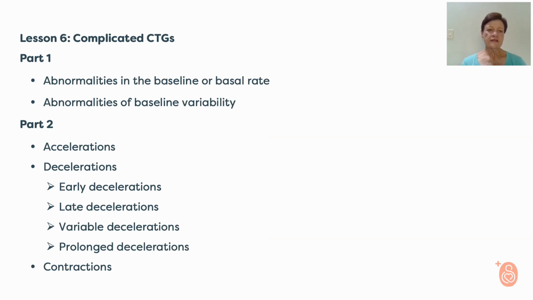And then in lesson 6, we will do the abnormal or the complicated CTGs. We will in part 1 discuss the abnormalities of the baseline and the abnormalities of the baseline variability, and then in part 2 we will do accelerations and all the different kinds of decelerations, as well as abnormal contractions, contractions that have an influence on the fetal heart.